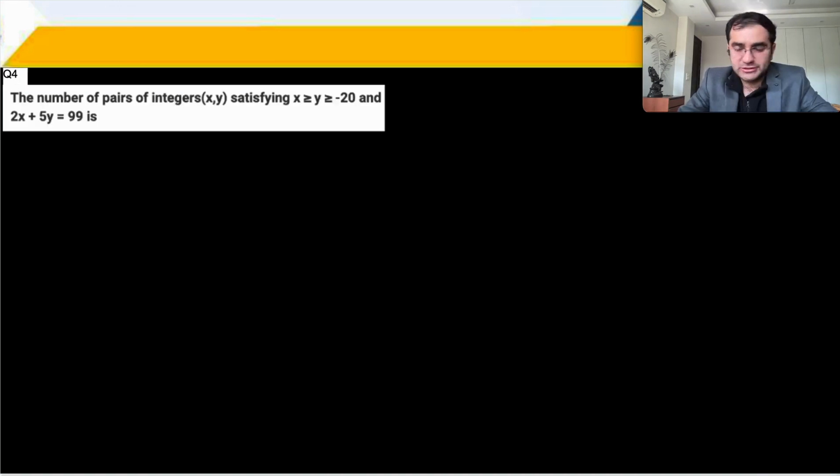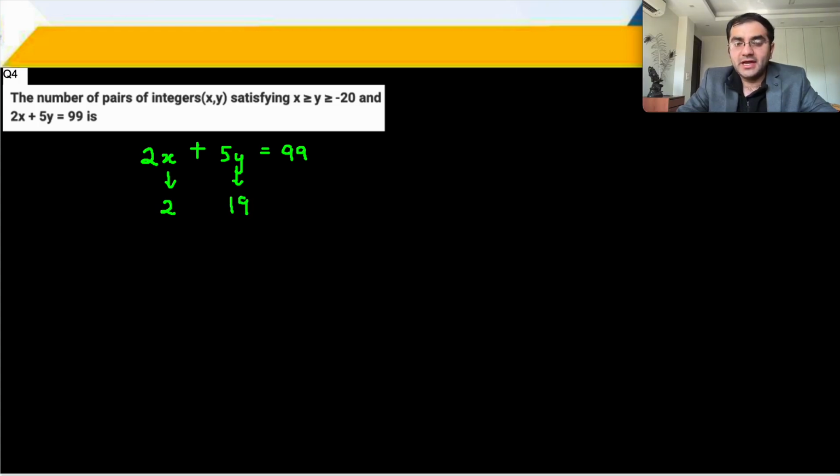Question 100 is on special equations, where you have to find the number of integral solutions, and this one is not very difficult. x greater than or equal to y greater than or equal to minus 20 is required. Write down your equation and try to get the first solution as soon as possible. So I need to create a multiple of 5 over here so that I can get y as an integer. Immediately it strikes me, let me put x equal to 2. So 2 2s are 4, 99 minus 4 is 95. 95 upon 5 is now 19.